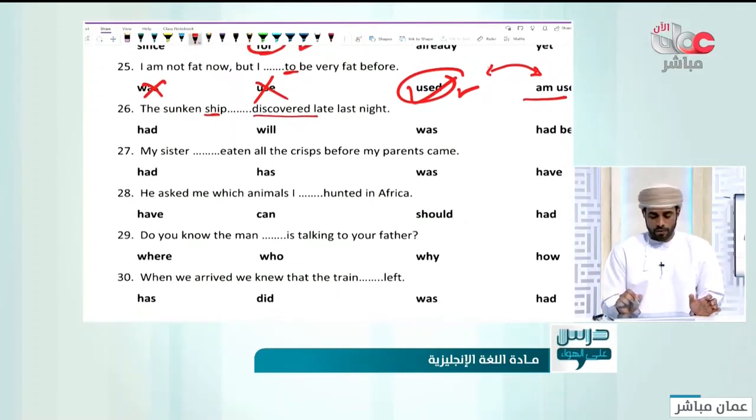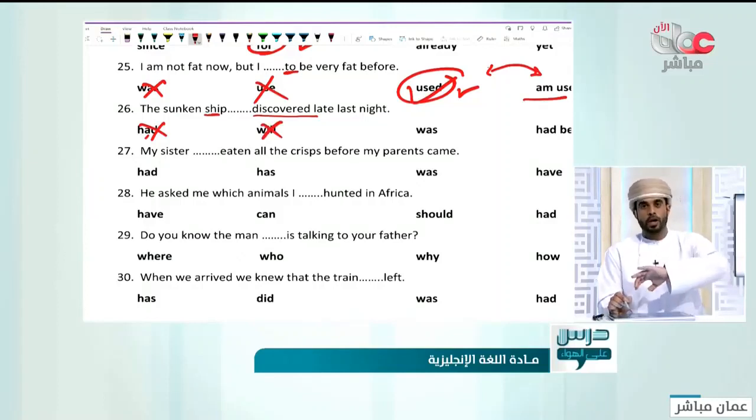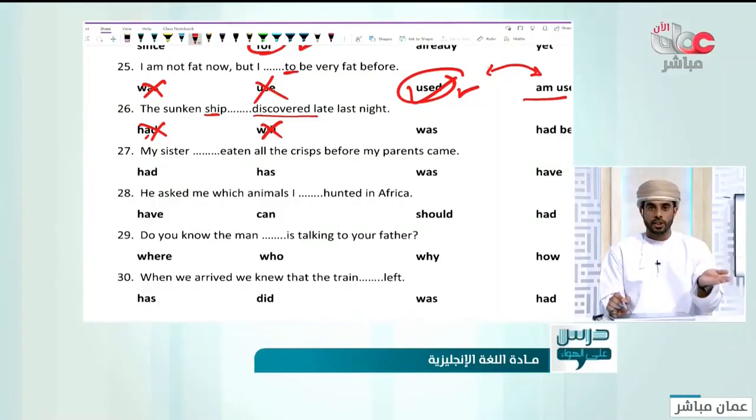Had discovered. It means that the sunken ship discovered something late at night. No. It will discovered. Of course no, because after will we should have what? Infinitive. And this one won't work. Was discovered. Yes, it could work. If you are saying that the sunken ship received the action as a passive voice, yes, it would work in here.